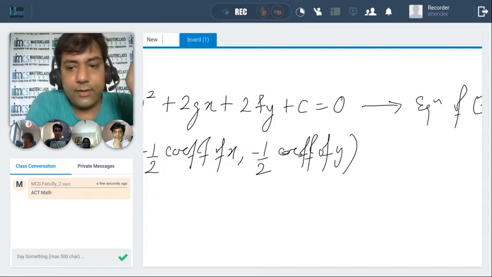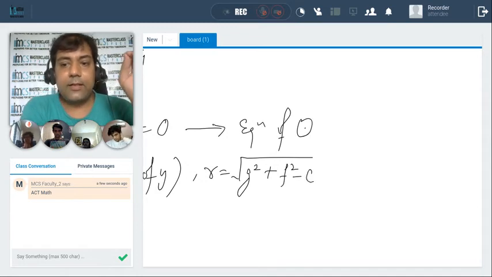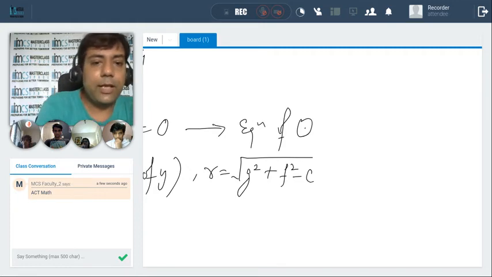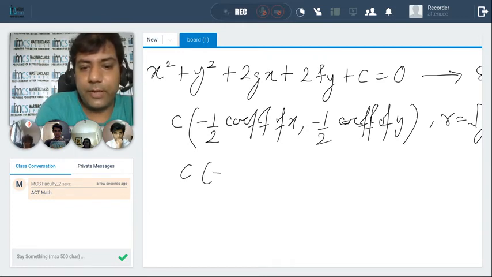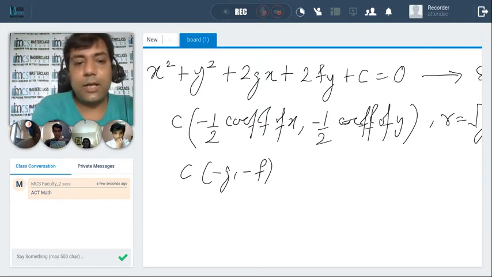Are you getting, guys? And the radius will be given as under root g square plus f square minus c. So basically, you square the two coordinates of the center, add them, subtract c, and take the under root. I will derive this one for you. The center comes out to be minus g comma minus f. It's a different way of viewing a question.